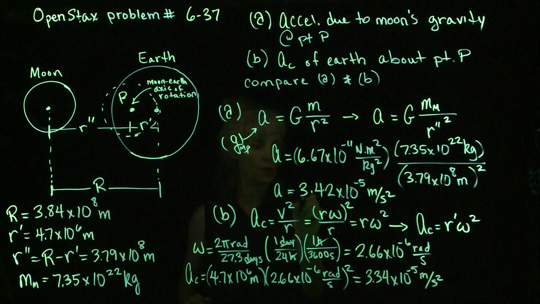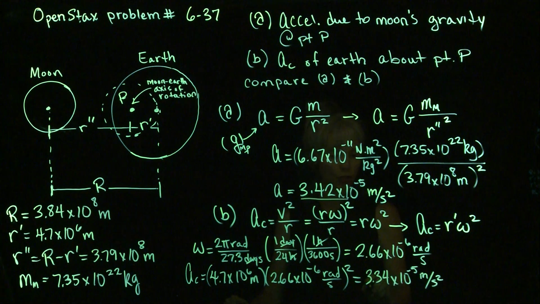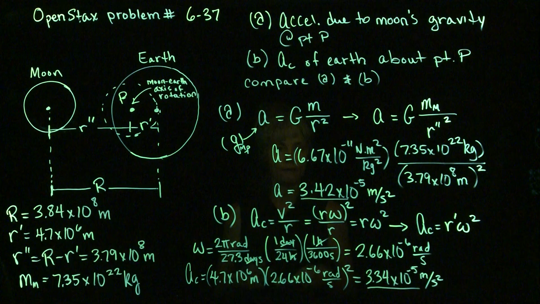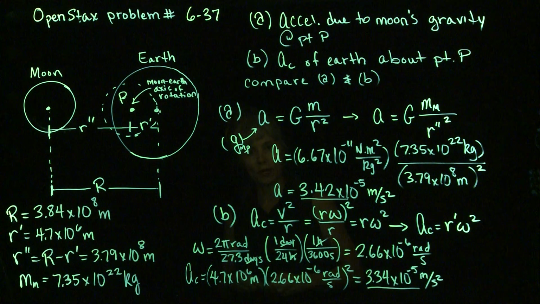So look at the two numbers we end up with here, 3.42 and 3.34, both of them times 10 to the minus 5. These numbers are very, very similar to one another, almost exactly the same. And of course, we would expect that. And you ask, well, why would we expect that?